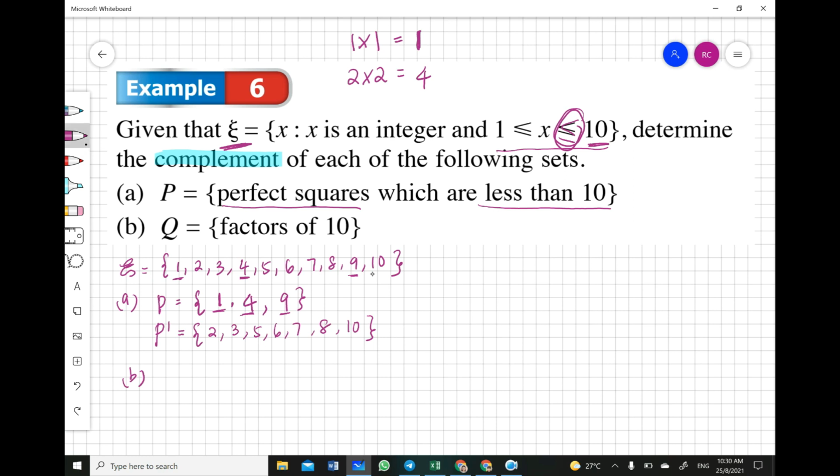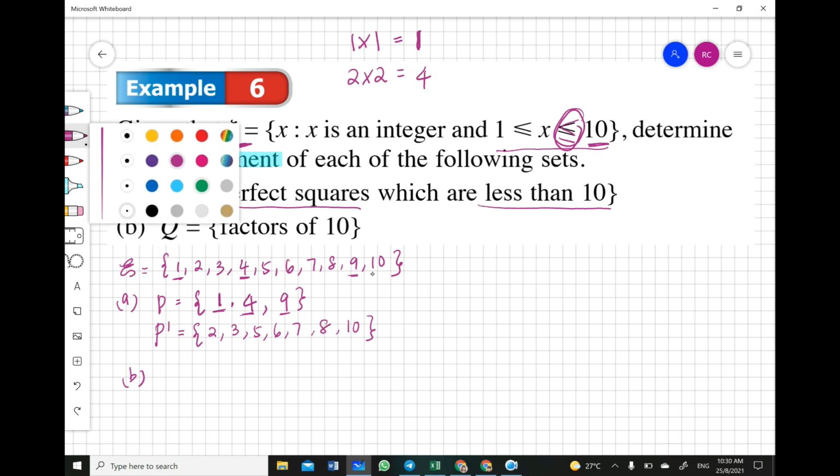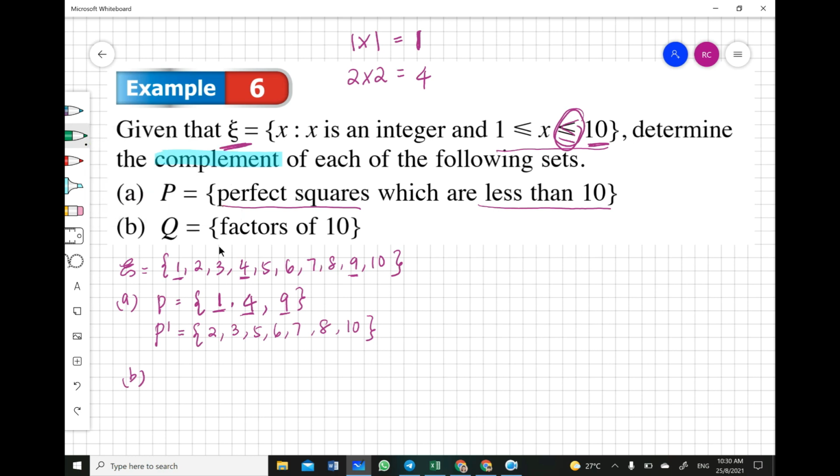Okay, I use a different color for B so that you can see the difference later on. Now, set Q is the factors of 10. What are the elements of set Q? Do you know the factors of 10? 1 times 10 equals 10. So the 1 and the 10 over here are factors of 10. 2 times 5 equals 10. So these two numbers are also factors of 10.